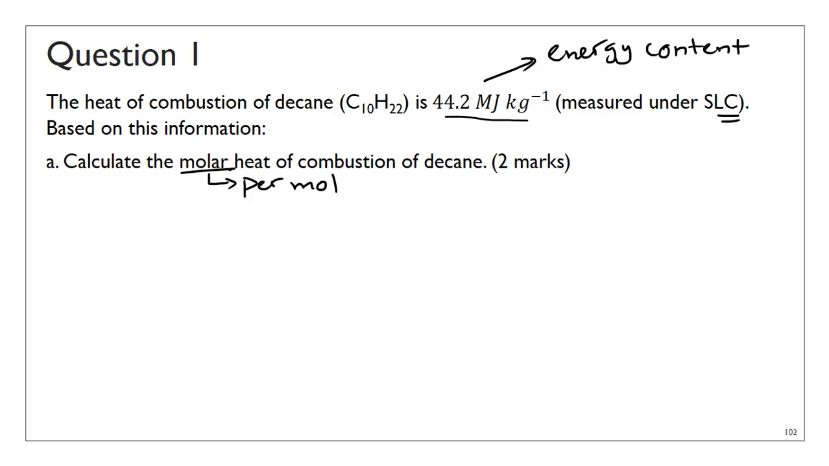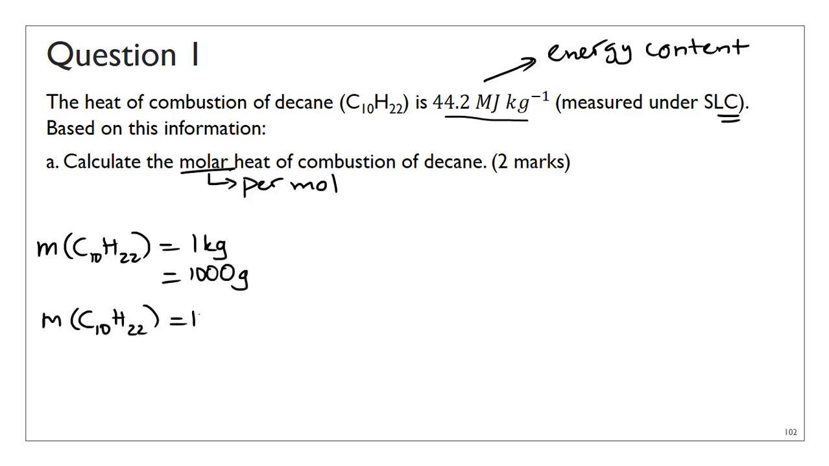So in order to determine the molar heat of combustion, or the energy per mole, you need to basically make the conversion from mass to mole, because you're given the energy content per kilogram, which is mass. So the mass of decane is a kilogram, which is the same as 1,000 grams. And I need to convert this to number of moles. So you just need to find the molar mass using the data book or the periodic table, to be more specific. Although I do hope that by now you know that each carbon is 12 and each hydrogen is 1.